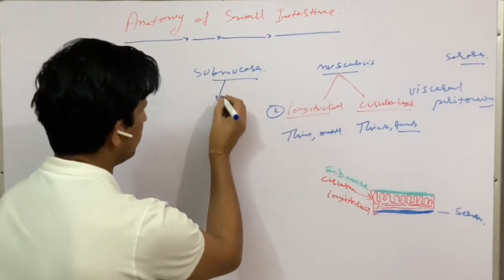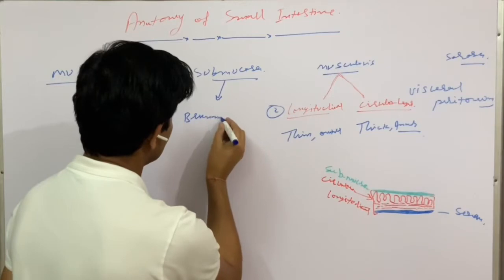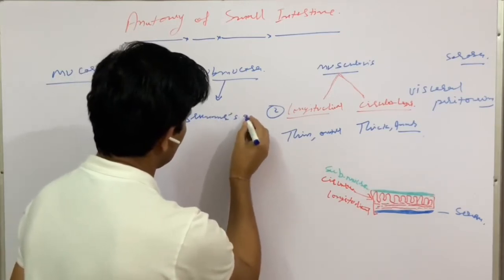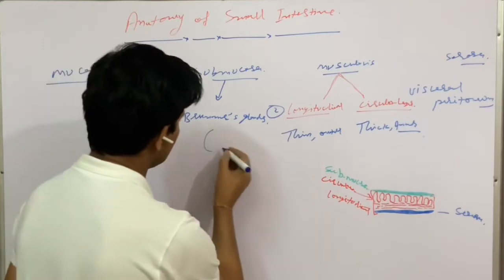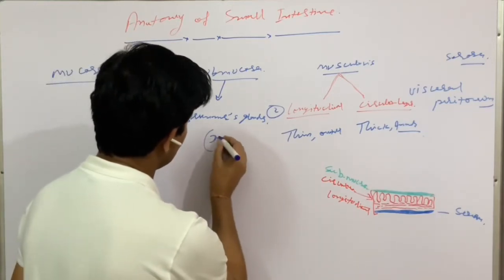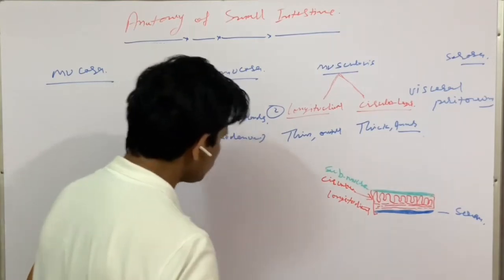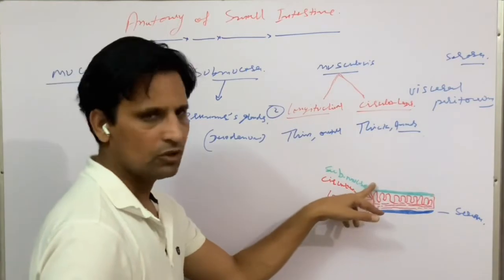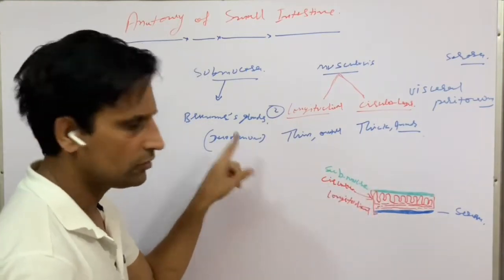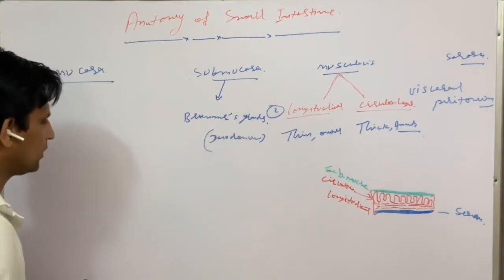These glands are known as Brunner's glands. And where are these Brunner's glands found? These are in the wall of the duodenum, in which layer? The submucosa of the duodenum. More specifically, in the submucosa of the duodenum. If you see a diagram, you can understand the importance of this Brunner's gland.